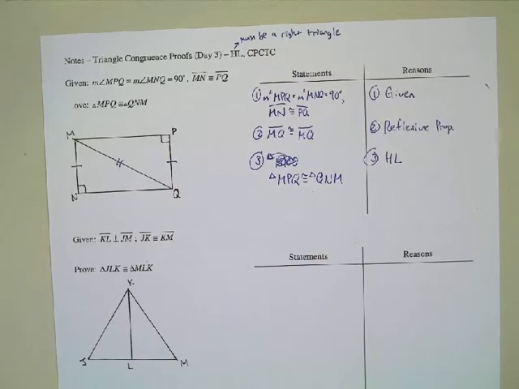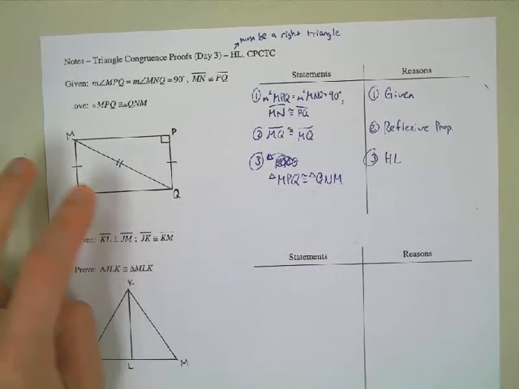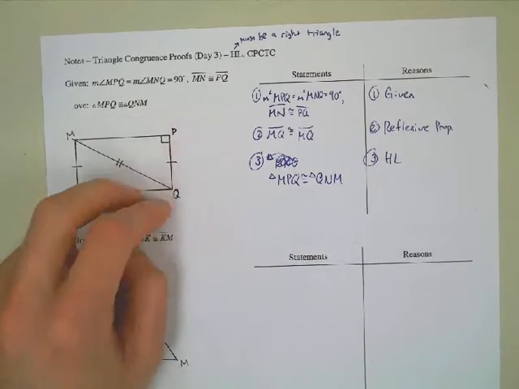Well then, there are other triangles with right angles. Why aren't they hypotenuse leg? Because sometimes we have other information given to us. Sometimes we don't have the hypotenuse and a leg congruent. Sometimes it's both legs congruent to both legs, and that would be side, angle, side.